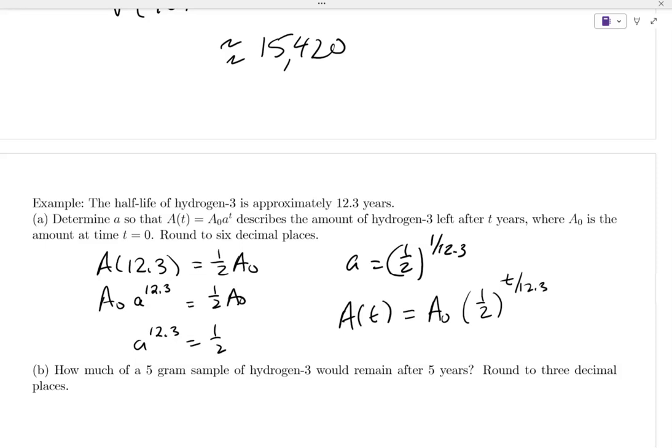And then again, look at this compared to the previous problems we did. We have a 1/2 because we're given half-life. In the previous example, we had a 3 because we were given tripling time, right? Notice in the denominator, 12.3 is how long it took for it to halve. In the previous example, 27 was in the denominator because that was how long it took to triple. And that's what's going to happen every single time in these types of problems. Every time.